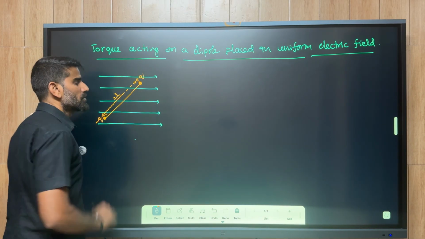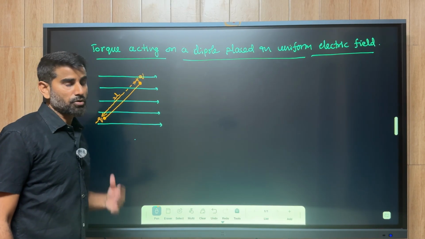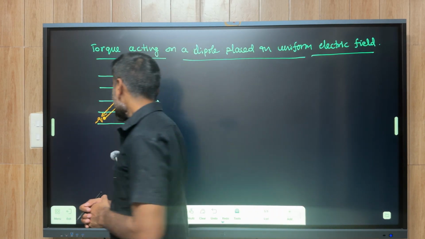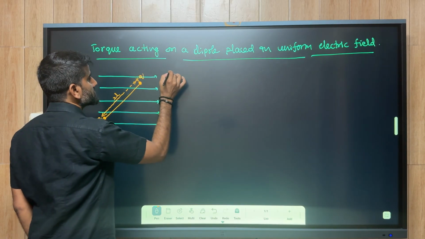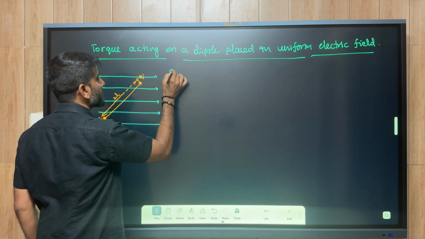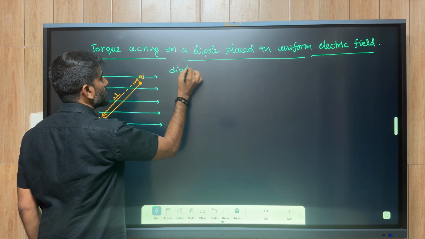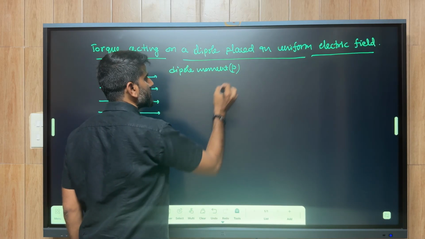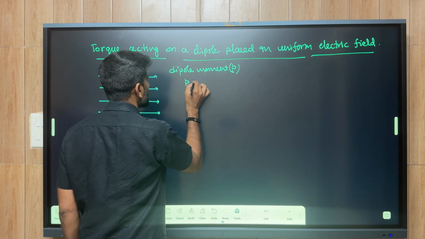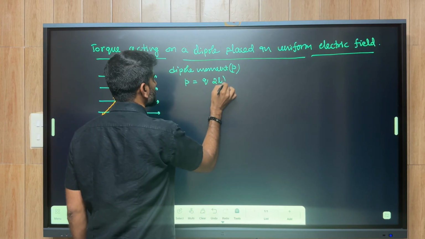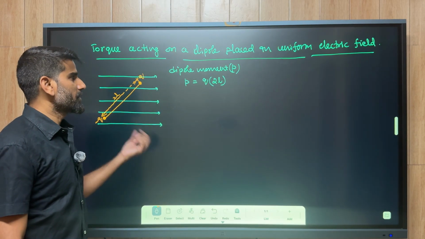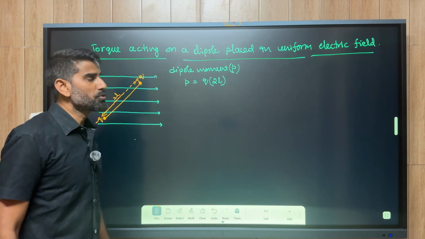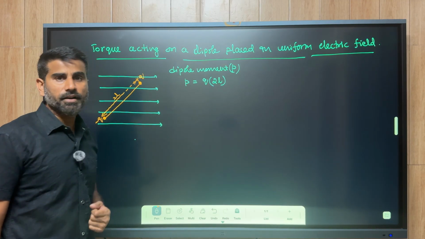Now this is a dipole, right? Dipole we have understood. Uniform electric field also we have understood so far. Now what is dipole moment? Dipole moment is usually represented with P. It is a vector quantity. This dipole moment P is equal to q into 2l. That means the magnitude of one of the charges in the dipole into the separation between the two charges. This also we have learned in the earlier lecture.